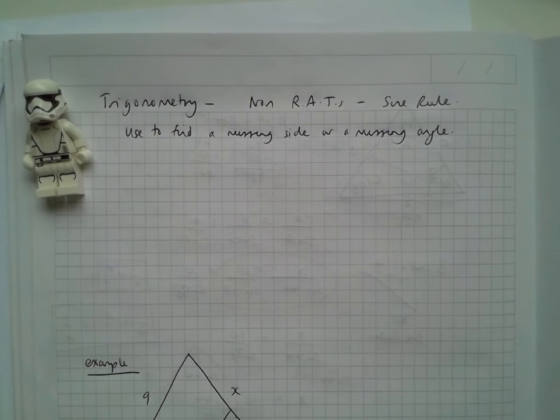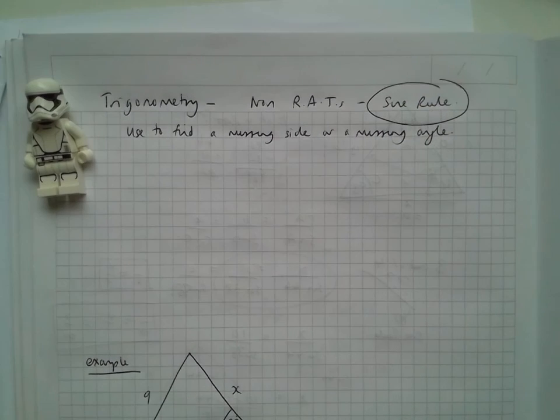This is a trigonometry video. It's a Leaving Cert ordinary level video on non-right angle triangles. So at Junior Cert you only deal with right angle triangles in trigonometry, but at Leaving Cert we deal with non-right angle triangles. And in this case we're looking at a rule that we're given to help us to find a missing side or a missing angle in a triangle. And it's called the sine rule.